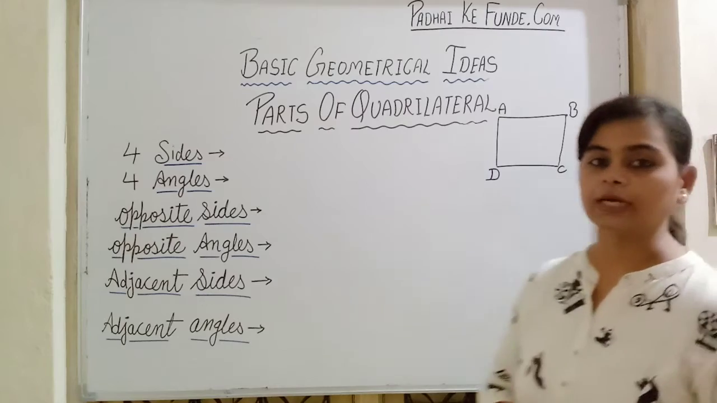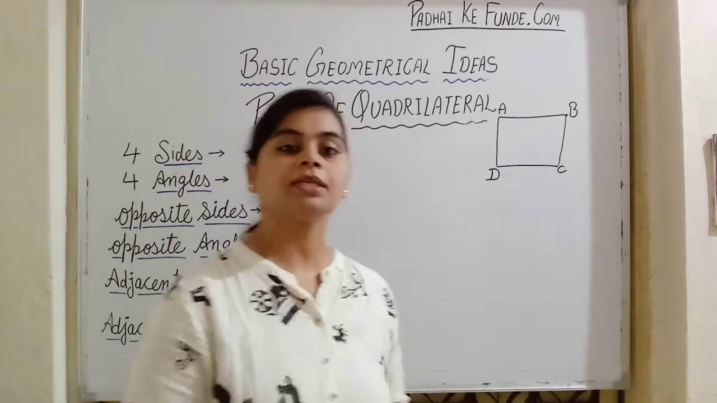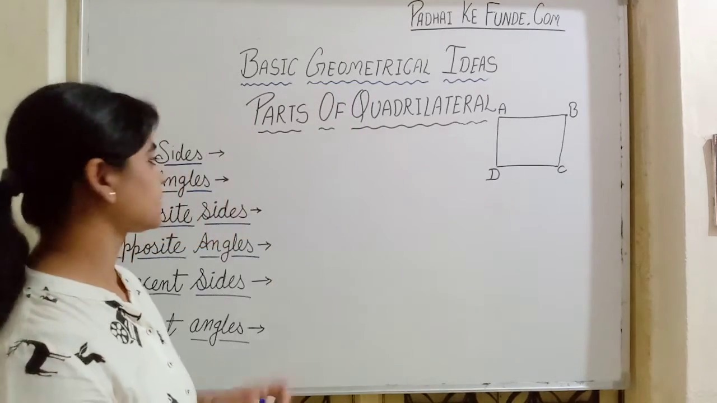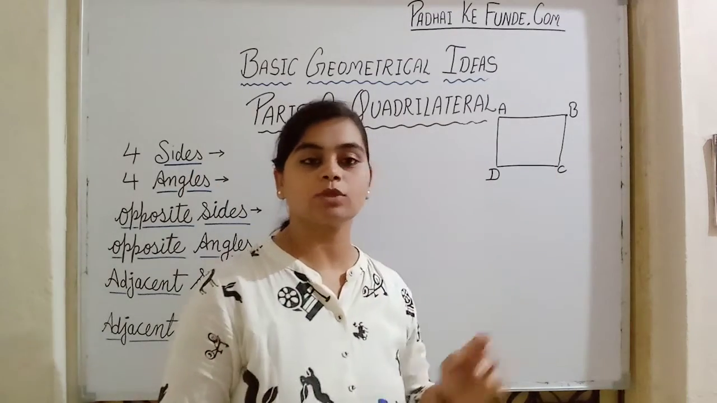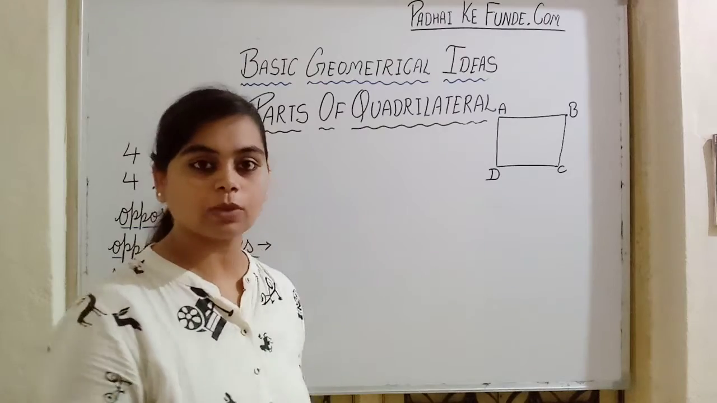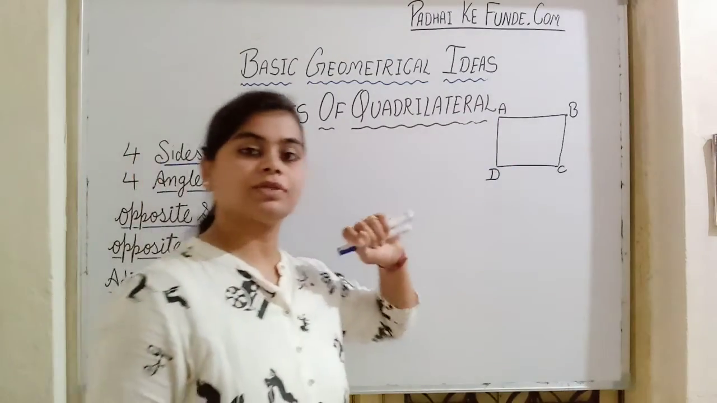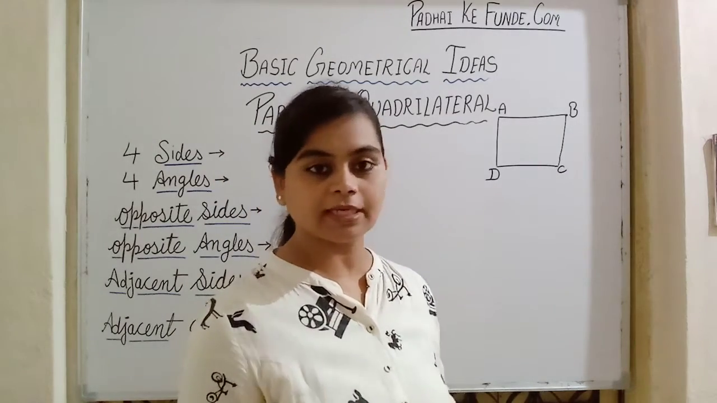Quadrilateral has two parts, that are sides and angles. A quadrilateral has four sides as well as four angles. So let us see how to write the names of sides and names of angles in a quadrilateral. Here the sides of the quadrilateral mean the four line segments of which the figure has been made.